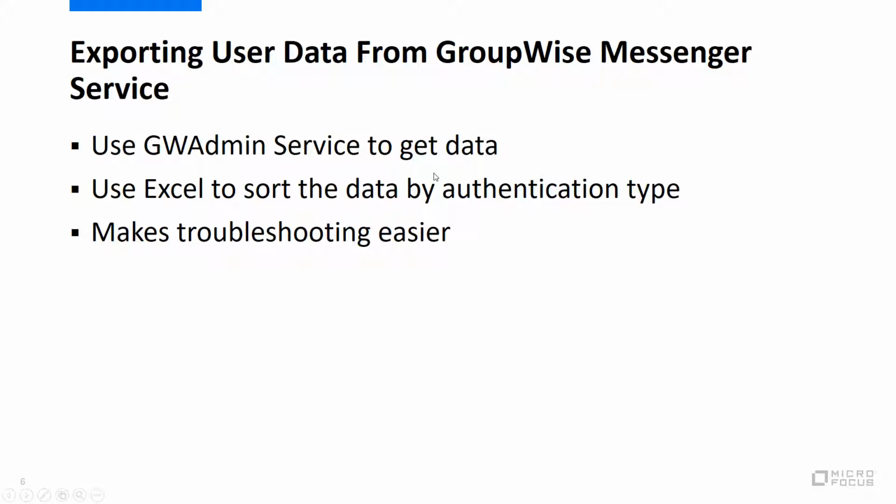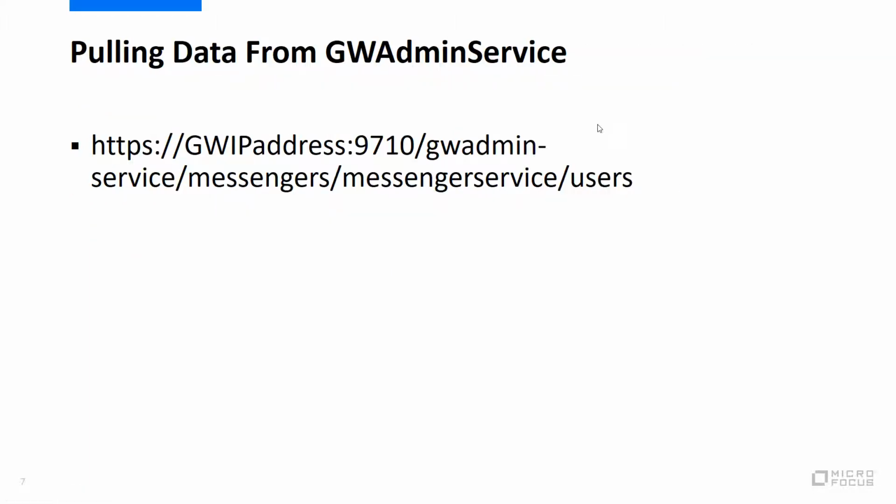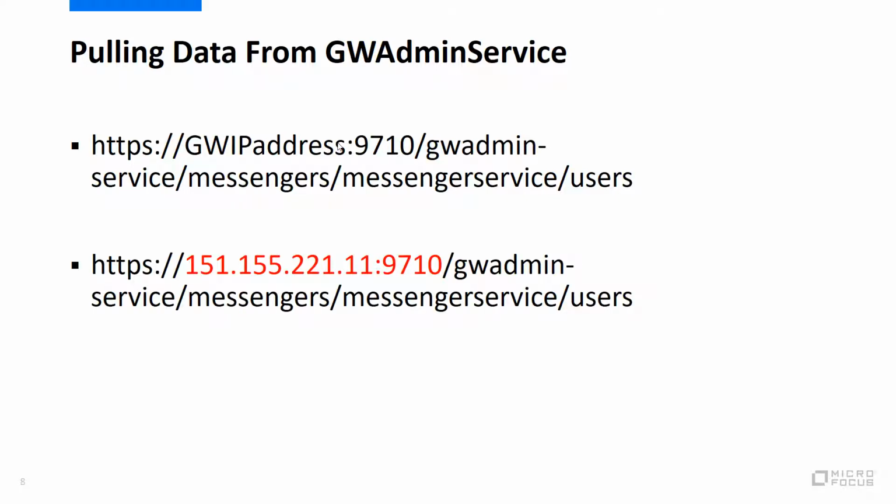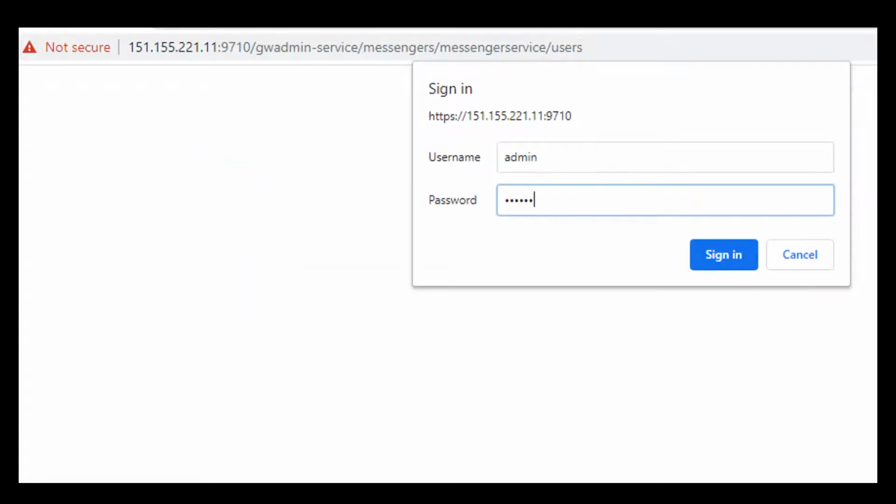The first thing we need to do is obtain the raw data, and we can do that by interacting with the GW Admin Service web interface. Here's the URL you will want to plug into your browser to begin. Of course, you'll need to supply the IP address for your own GroupWise admin service here. For my test lab, this is my address. Note that I am prompted to authenticate with my GroupWise superuser ID and password. Once complete, I'm presented with the list of raw data for my messenger users.